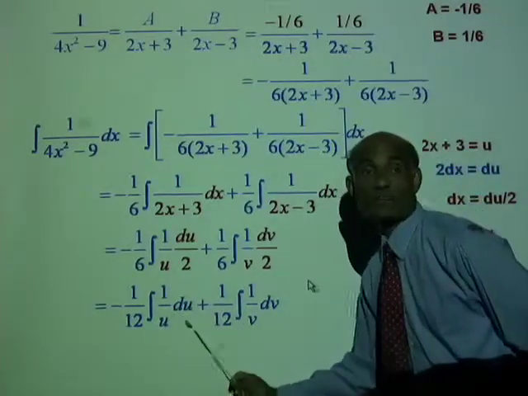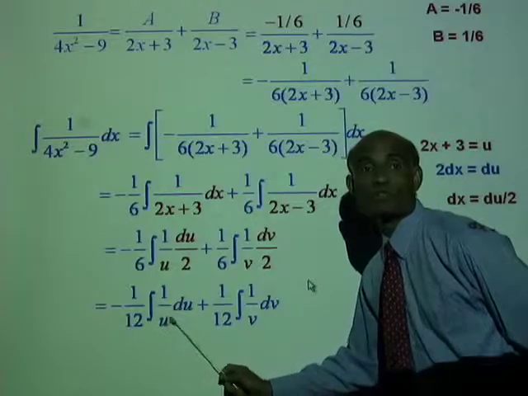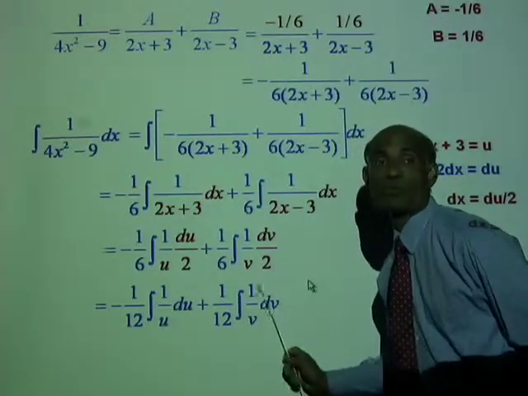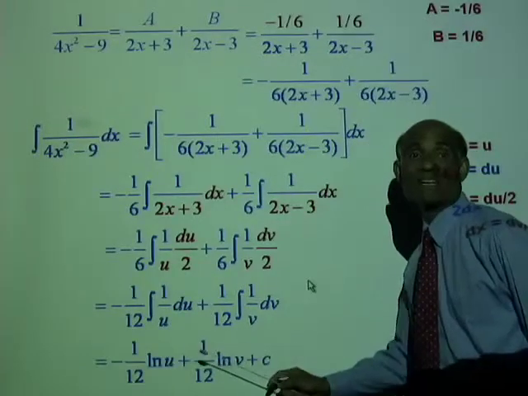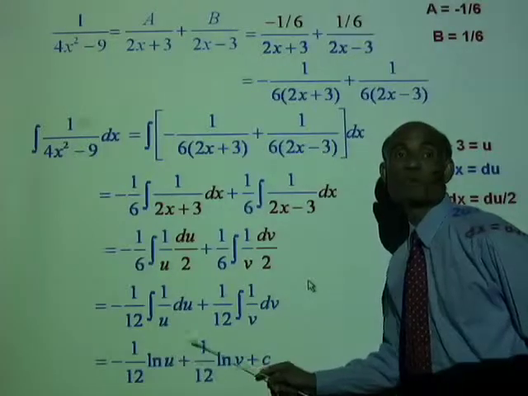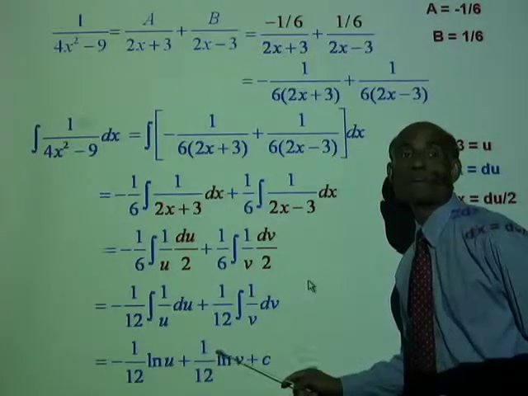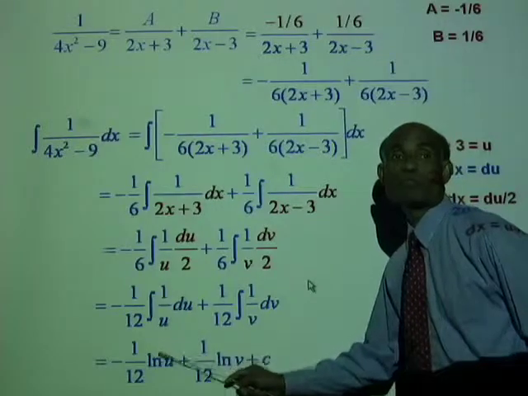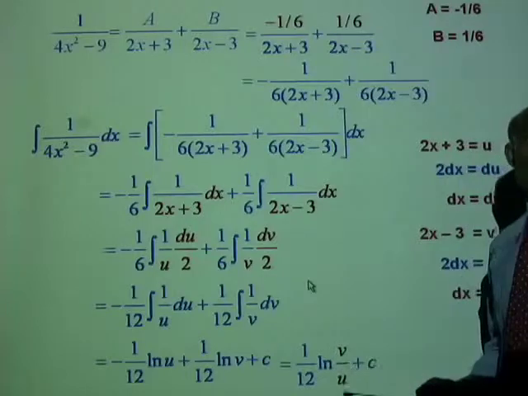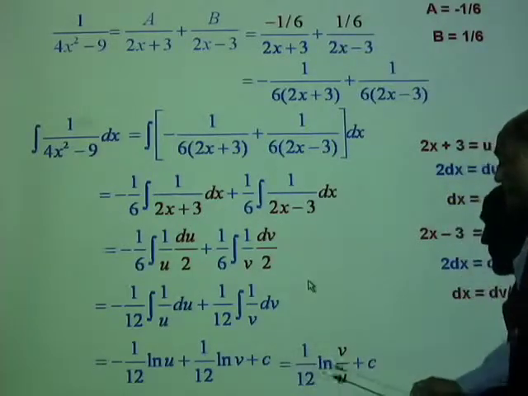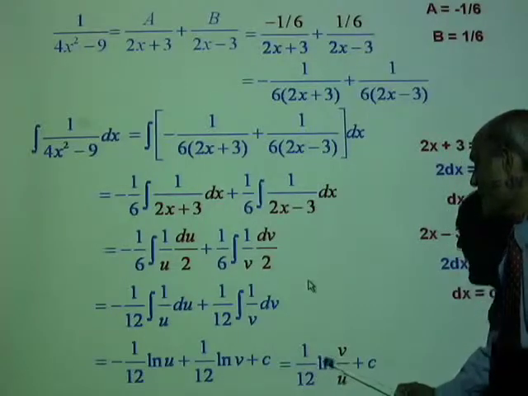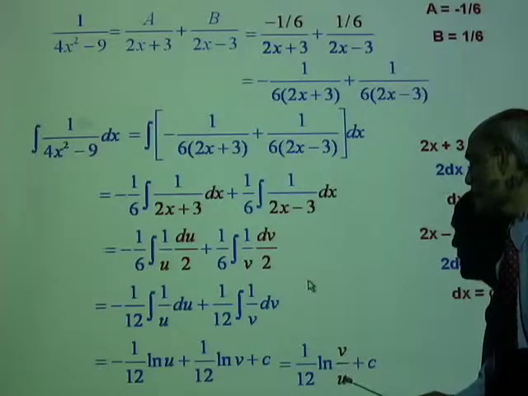And you can integrate each of them. Integral 1 over u du is ln of u, and integral 1 over v dv is ln of v. So negative 1/12 ln of u plus 1/12 ln of v. Of course, it must be the absolute value. And plus c, well, that will be 1 over 12 ln v over u.